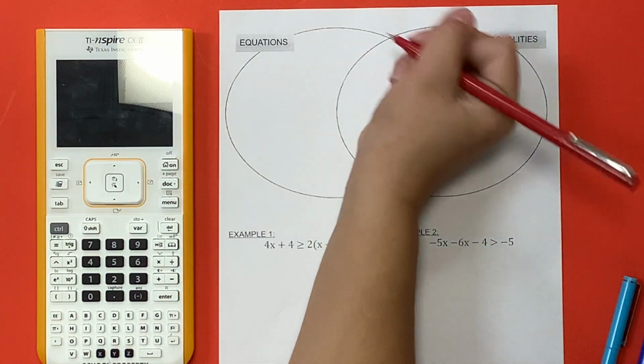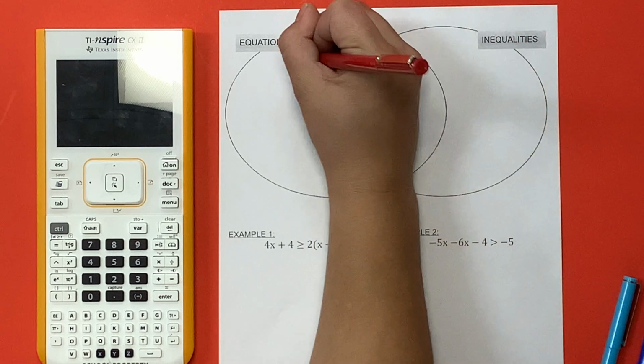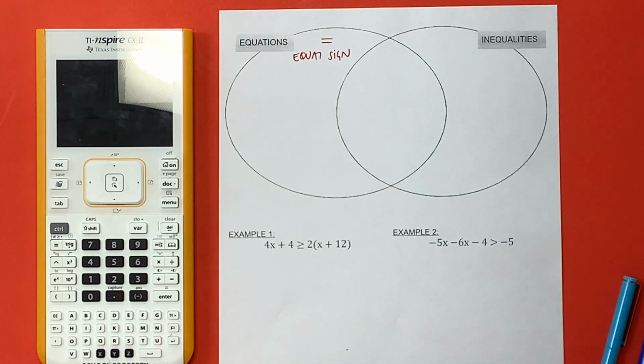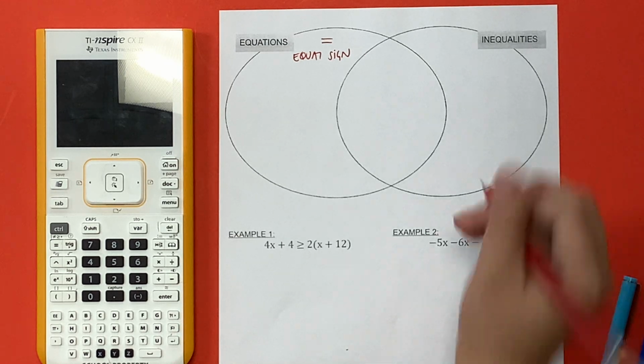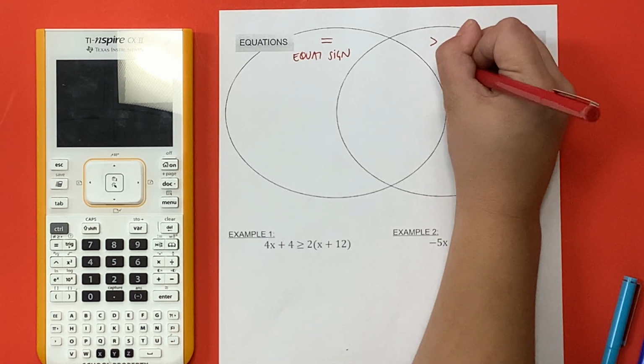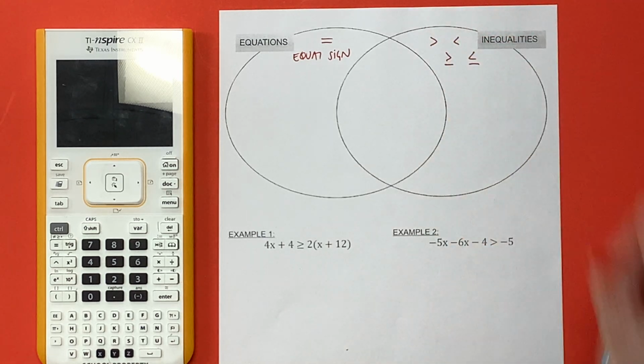So I'm going to write an equal sign right here. I'm just going to go ahead and say what that is. Equal sign. All right, and then the inequalities do not have equal signs anymore. They've got inequality symbols like this: greater than, less than, greater than or equal to, less than or equal to. I am not going to write all the words for that. You can if you want to.